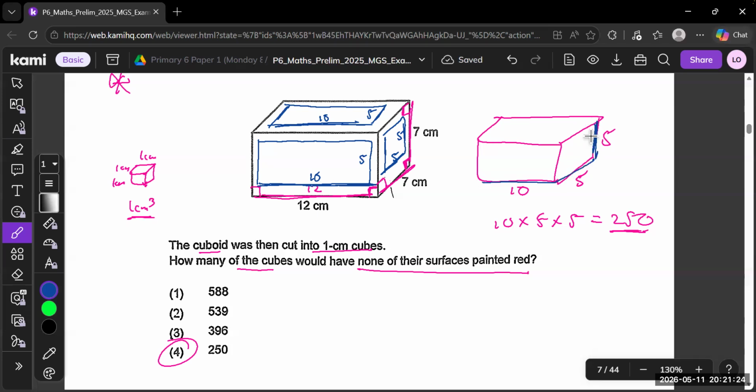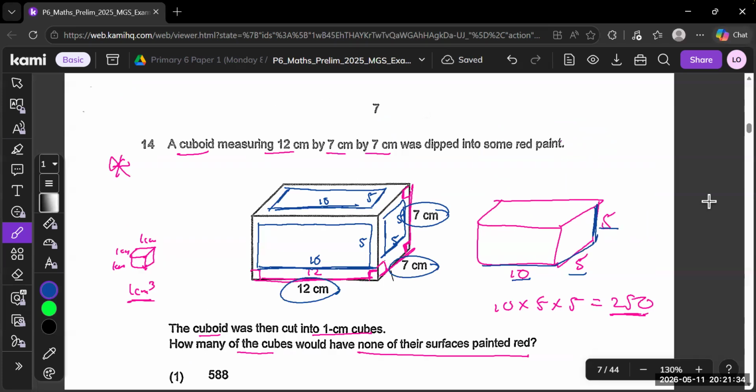So Mr. will just say one more time. You just take the length minus 2, take the breadth minus 2, take the height minus 2, and then go length times breadth times height. And that's how you get your answer.